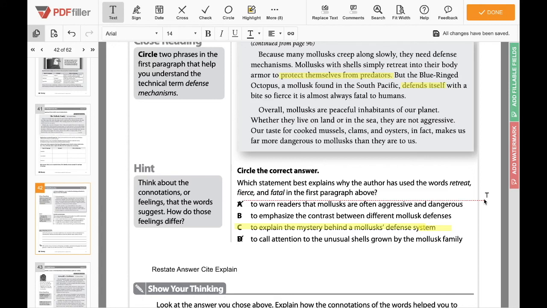Fierce, however, I think could be spun really either way. You could take a positive or a negative connotation from it, depending on how you look at it. The way you could look at it positively would be that they're really fierce and really strong. But if we look at the context in which it's used, it's a bite so fierce, it's almost always fatal to humans. Well, you could also take that word fierce to mean more like aggressive and violent, especially when paired with the word fatal, because fatal means that it could kill you, right? So there's not really a positive spin on that word.